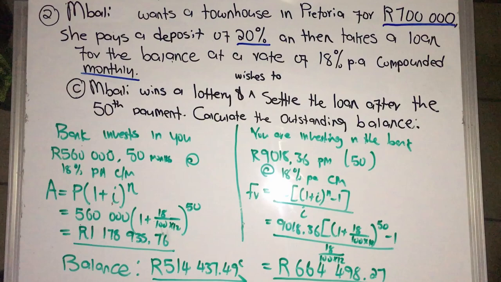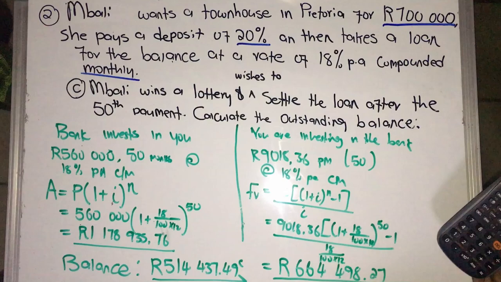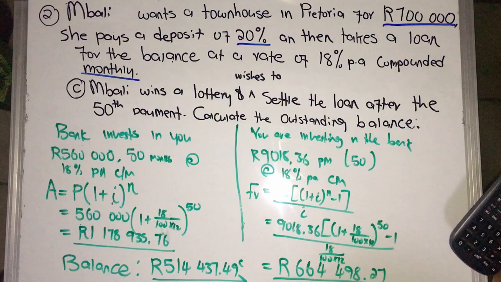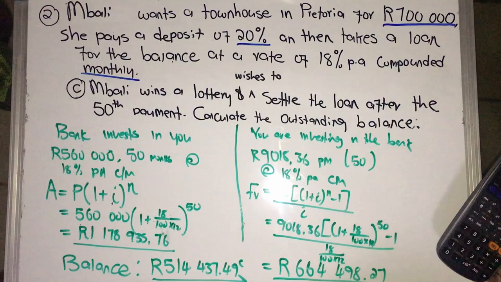On a side note, the loan is 560,000. So for 50 months, that's roughly 4.1 years. Let's just take four. After 4 years, the loan balance is about 514, so you still have to settle it.